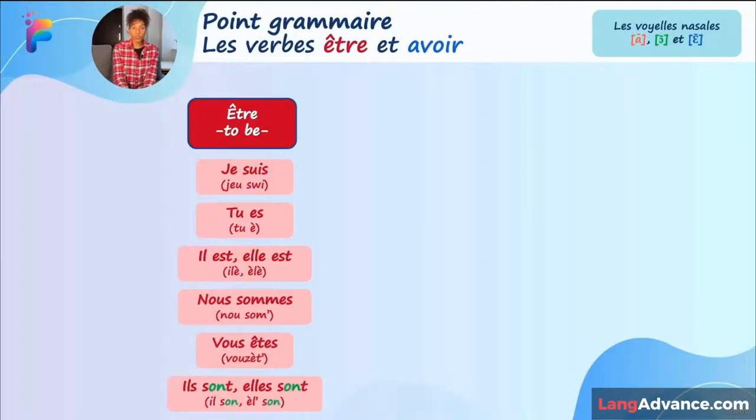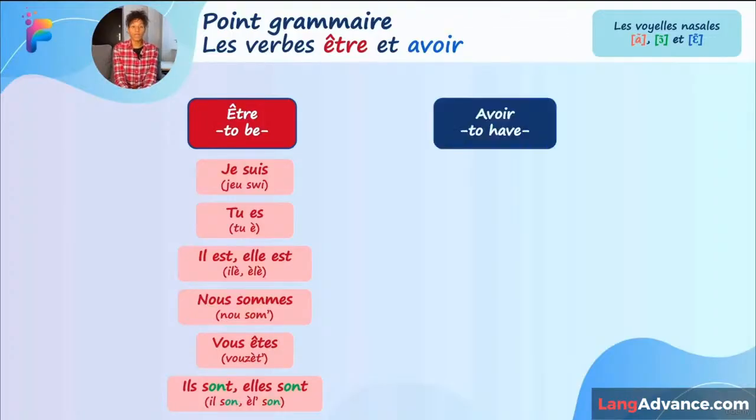Ils sont, elles sont. They are masculine and they are feminine. One more time. Je suis, tu es, il est, elle est. Nous sommes, vous êtes, ils sont, elles sont.